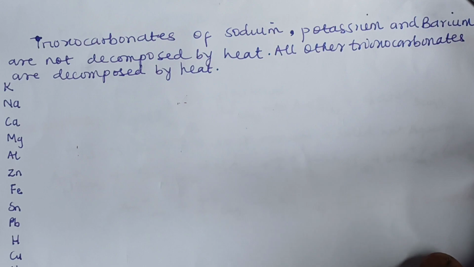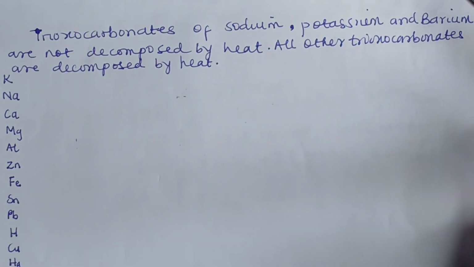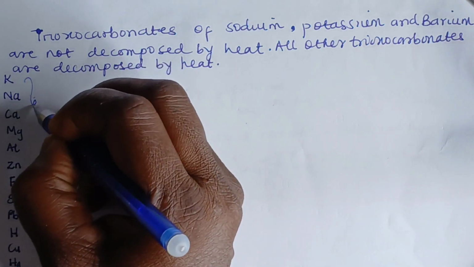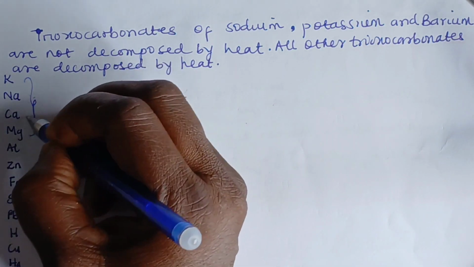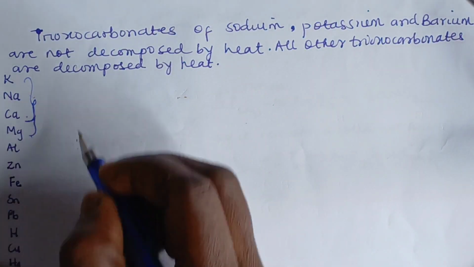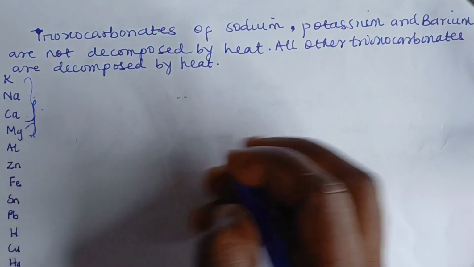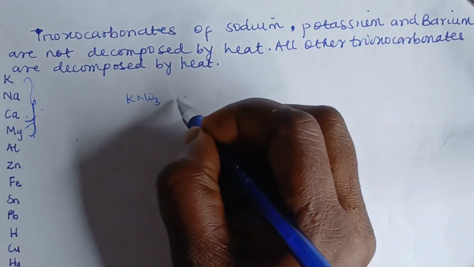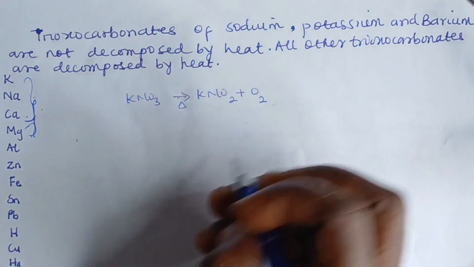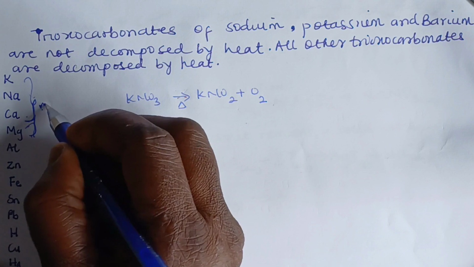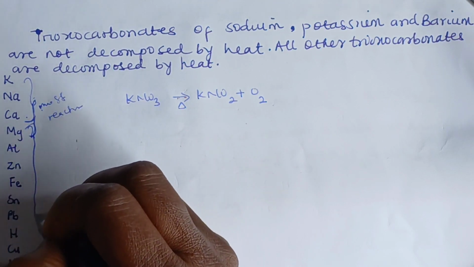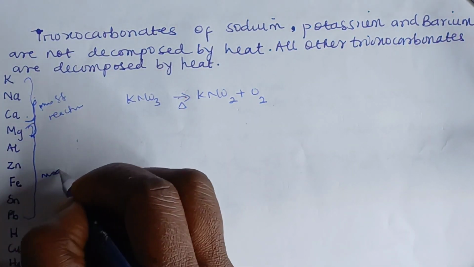You can see here I've arranged the activity series. The trioxonitrates of the most reactive elements like potassium, sodium, and calcium yield, when heated, for example potassium trioxonitrate, a dioxonitrate and also oxygen. That's for the most reactive. Now, from magnesium to lead, they are moderately reactive.